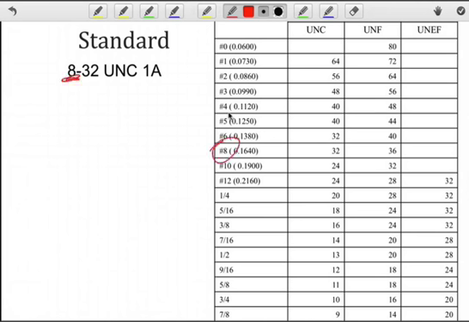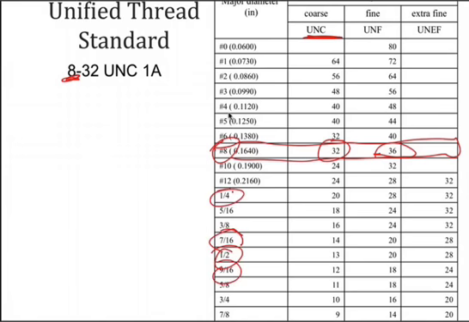And that 8 corresponds to this thread. And then the 32 tells you you're dealing with a coarse thread versus a 36. Note that there are a finite number of combinations here based upon the major diameter and threads per inch. Then when we get to larger major diameters, we'll actually put the value in there. And as you can see, these are English units.